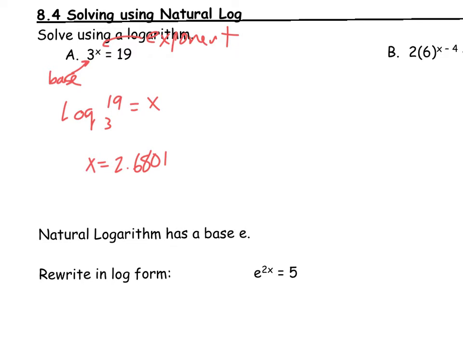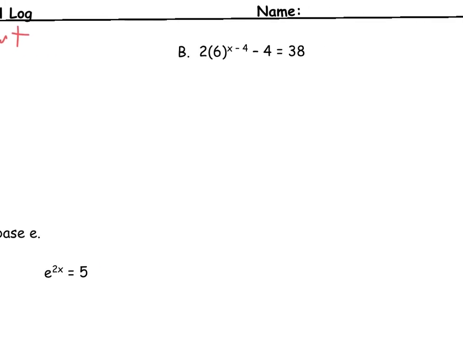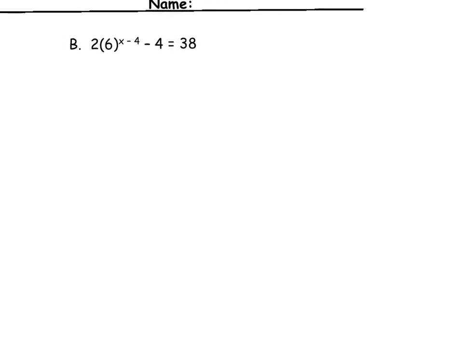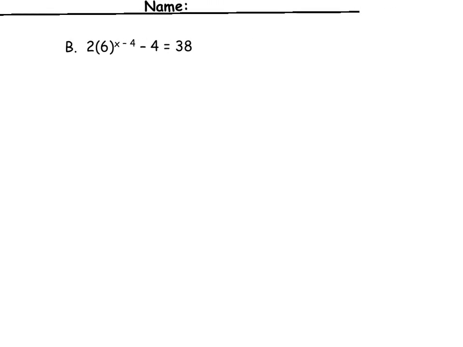So let's do the next problem. This one's a little bit more complex, but it's basically the same thing. Now, the main thing is you got to get your base, which is 6, by itself, and your exponent in this case is x minus 4. So if I can get 6 to the x minus 4 all by itself, then I can put it in the right as a logarithmic equation.